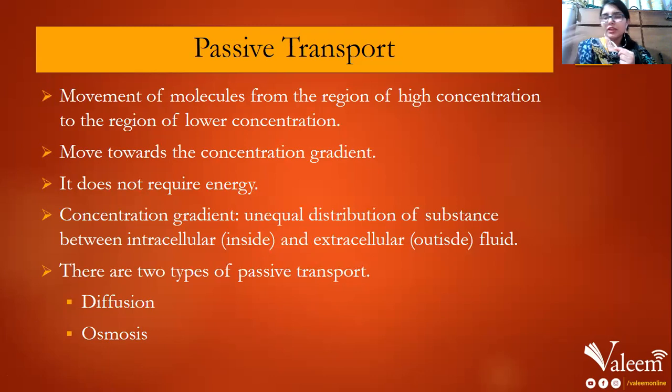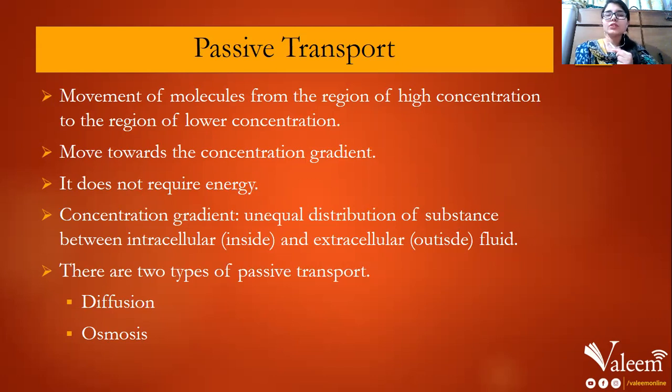Let's move ahead. Passive transport is the movement of molecules from the region of higher concentration to the region of lower concentration. The molecules move towards the concentration gradient, meaning from higher towards lower concentration. This process doesn't require any energy. The concentration gradient is basically the unequal distribution of molecules inside and outside, and due to this inequality, the molecules move from higher to lower concentration. So this is known as diffusion, or you can say passive transport.